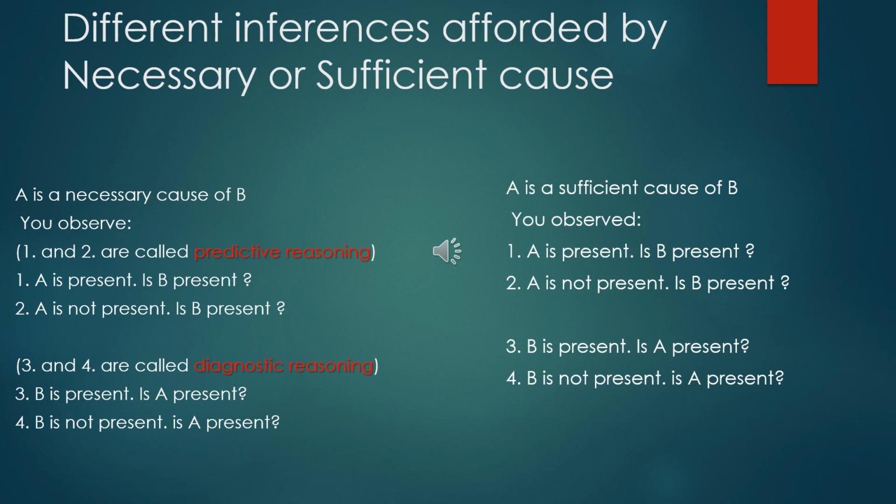So this means that depending on your assumption of whether a particular cause that you are thinking about is necessary or sufficient, your predictive reasoning of whether or not you can infer the presence of the consequence, that means the effect, based on the cause is actually different. Okay? And similar things happen with diagnostic reasoning. Like, let's say the effect is present. Is the cause present? The effect is not present. Is the cause present? And the next slide gives you an answer.